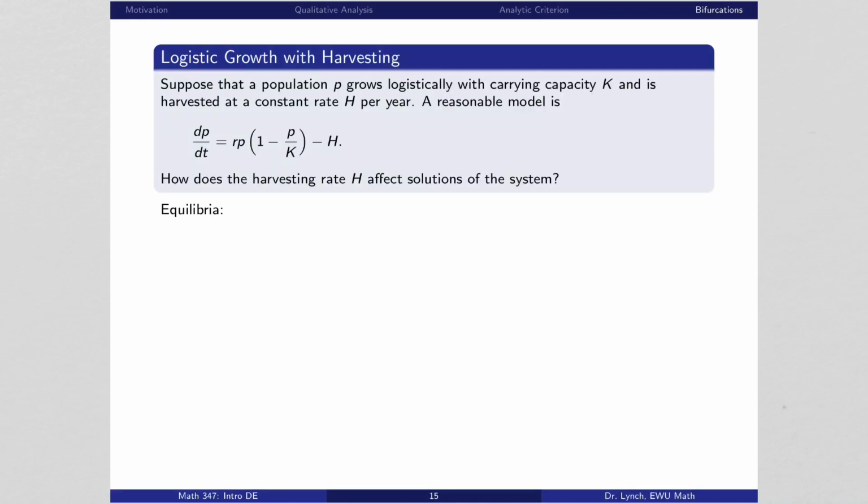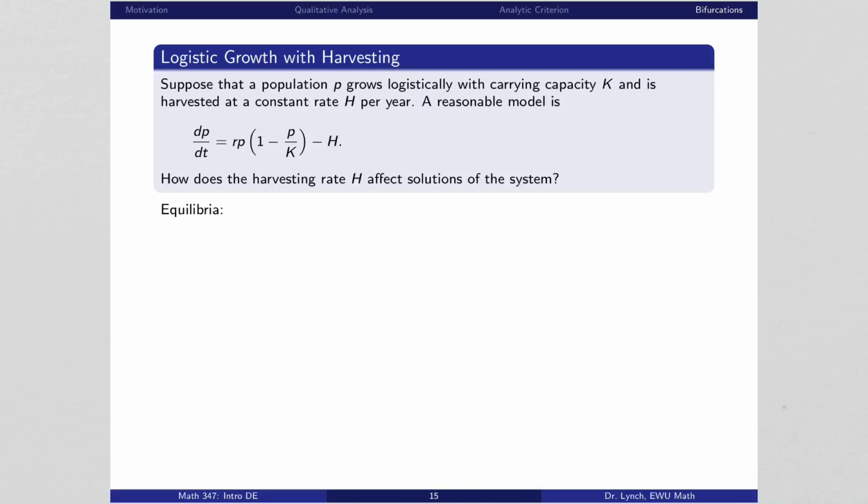Okay, this kind of analysis works on application problems too. So here's an example of logistic growth with harvesting. Suppose that a population P grows logistically with carrying capacity K and is harvested at a constant rate of H per year. So a reasonable model for this logistic growth with harvesting is the logistic portion, dP/dt equals rP times the quantity 1 minus P over K, minus the harvesting portion, so a constant H.